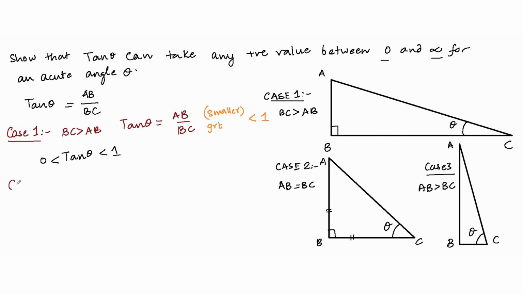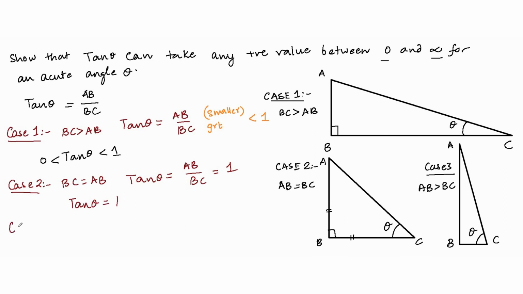In case 2 I have an isosceles right angle triangle. So I have BC equal to AB, and therefore in this case tan theta is going to be AB upon BC again, and AB and BC are equal in this case. Therefore in case 2 tan theta is going to be equal to 1.